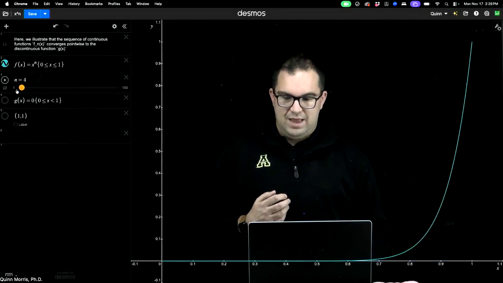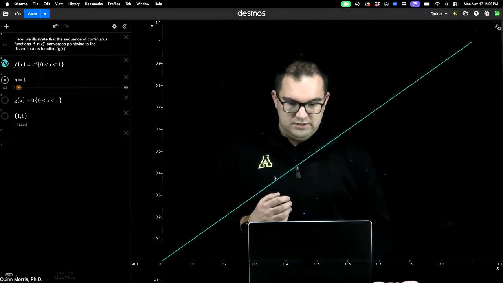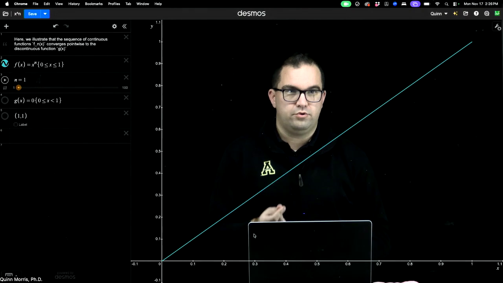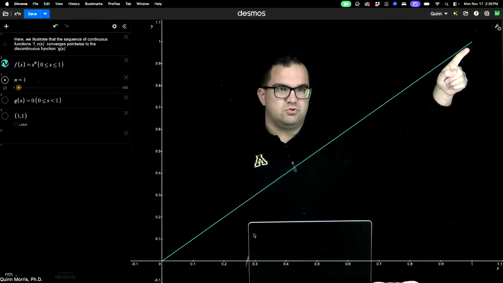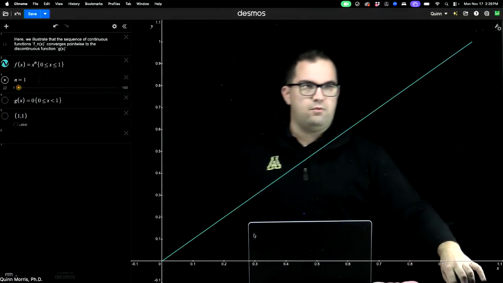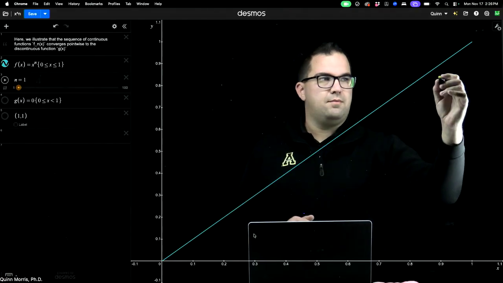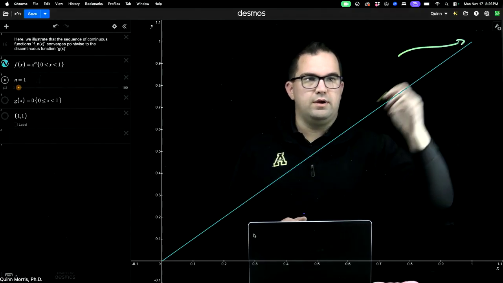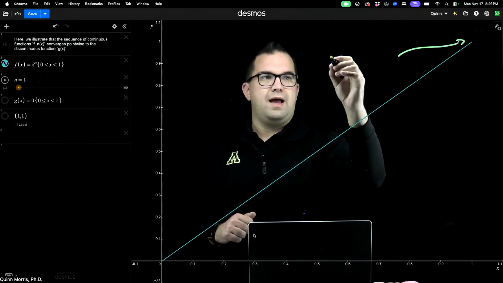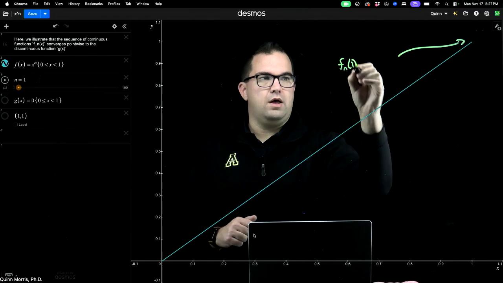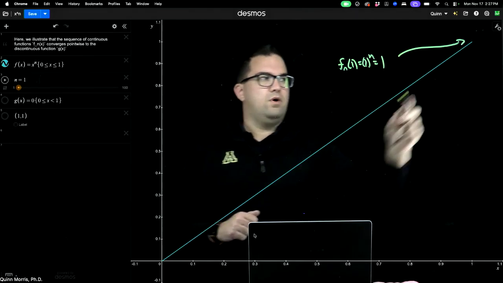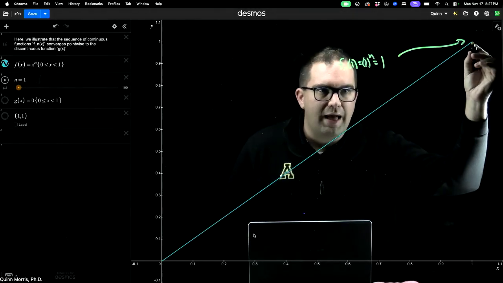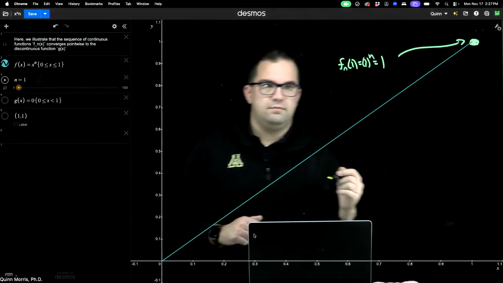Okay, so we can see what's happening. For many of the x values, the function is being pulled down. It's almost like I'm grabbing hold of it and pulling it down. But the function's also stuck up here at 1. If I look at just this point, when x is equal to 1, f sub n of 1 is just 1 to the n, which is always going to be 1. So every one of these functions is stuck up here at 1.